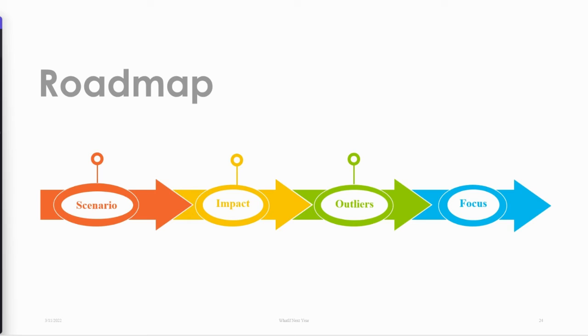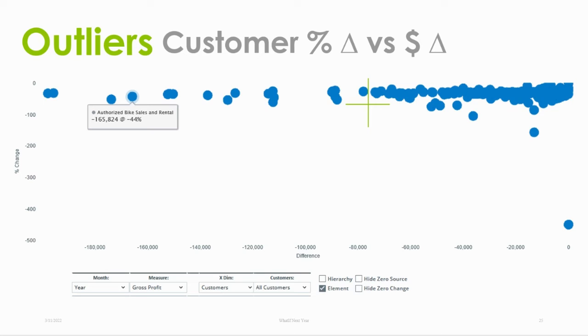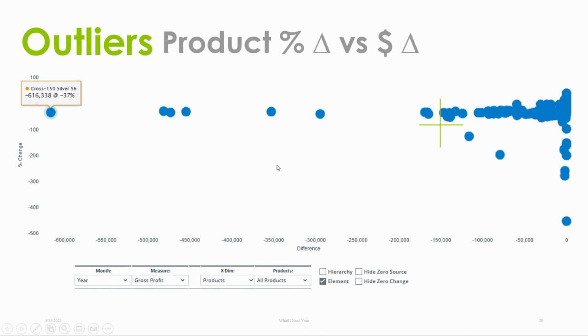We can look for outliers to help us identify which elements are most impacted in value terms and which have the highest sensitivity as a percentage change. In this example, there are a handful of customers with more than an 80,000 drop in profit and a handful of customers with more than a 70% drop in profit. Ditto for products, there are a handful of products with more than a 150,000 drop and a handful of products with more than a 70% drop in profit.